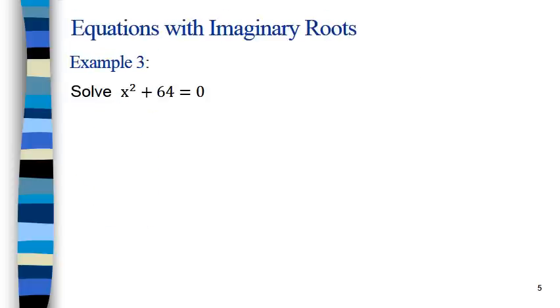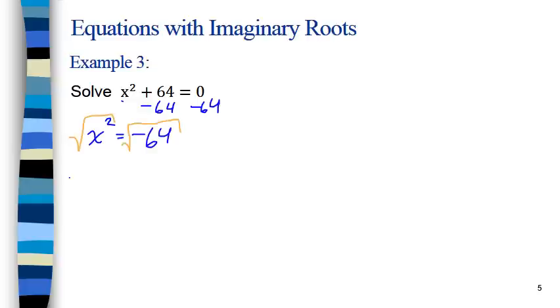Okay, so in example 3, we actually want to use the square root property. In order to do that, we need to get x by itself. So we're going to start by subtracting 64 on both sides. So x squared equals negative 64. And then since we're solving for x, we need to undo the square. So we take the square root of both sides.